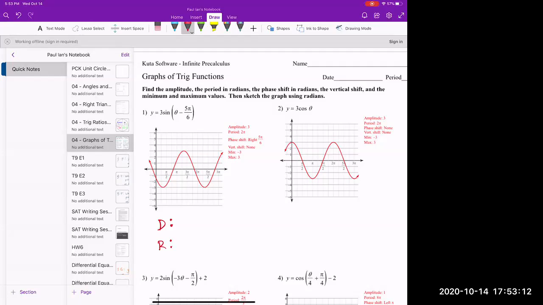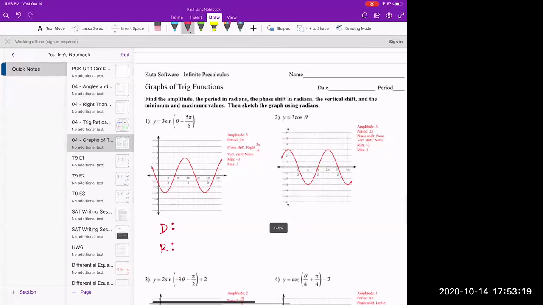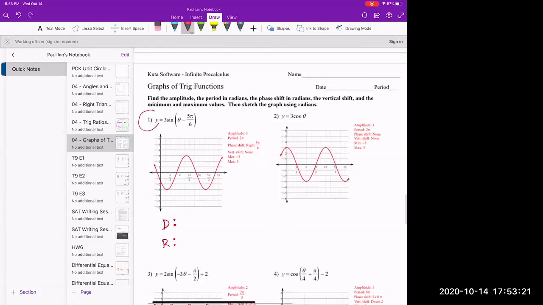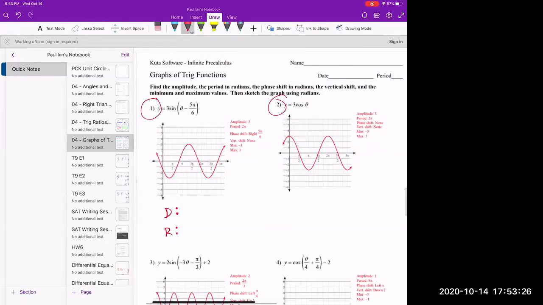Are you still there? Yeah, I'm there. Okay, let's just top this off so that we can review the domains and ranges. Okay, let's go with 1 and then wherever we finish. So for 1, what is the domain and range?